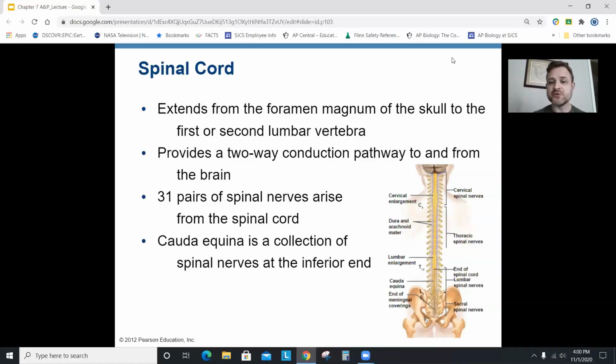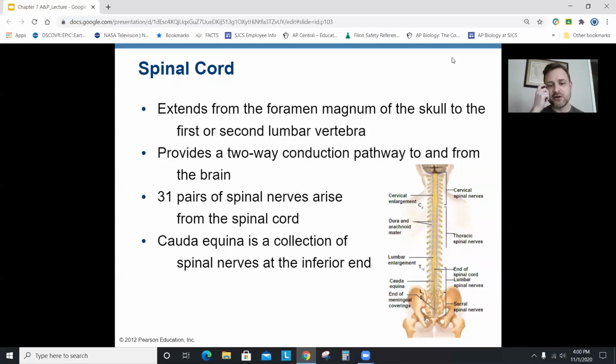So your spinal cord starts at the foramen magnum, the big hole in the base of your skull, and extends down to either the first or second lumbar vertebra. It doesn't go all the way down to your tailbone. It provides two-way conduction to and from the brain. There are 31 pairs of spinal nerves. Those are nerves that actually start from the spinal cord, and they'll go out to your arms, your torso, your legs.